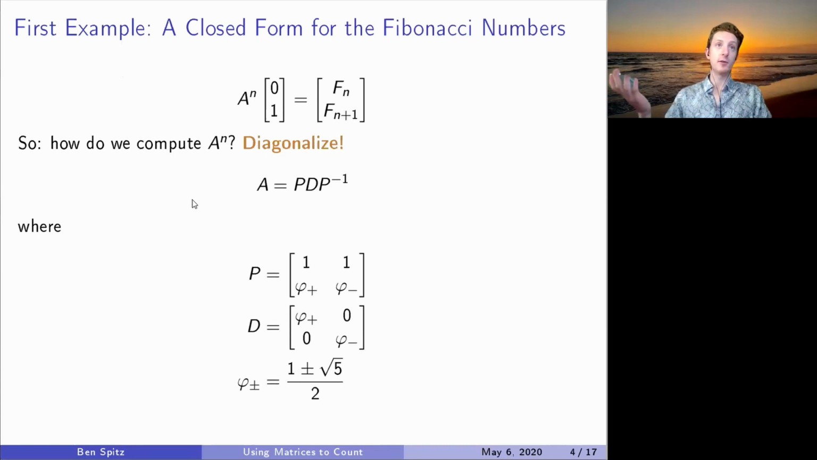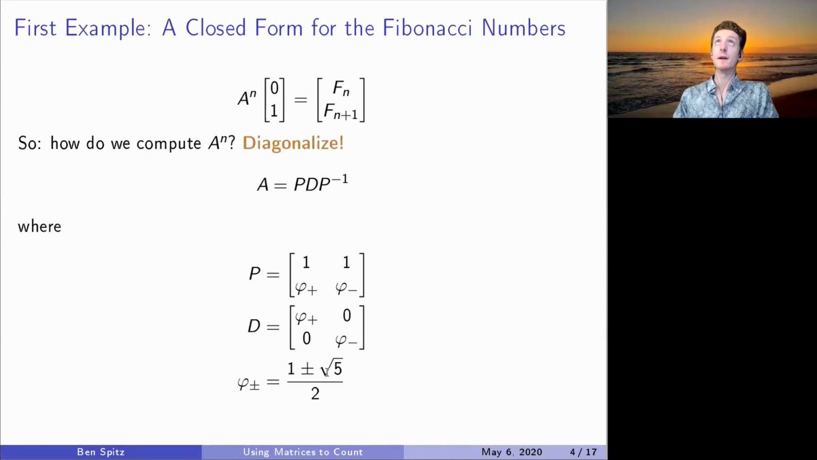And in this case, I've done it for us. I just took the matrix A, using a standard procedure for doing this, and I came up with these matrices, P and D. In the matrix D, the diagonal entries are these numbers phi plus and phi minus, which are the roots of a particular quadratic polynomial, the characteristic polynomial of the matrix. And they happen to be 1 plus or minus root 5 over 2. So that's the plus and the minus.